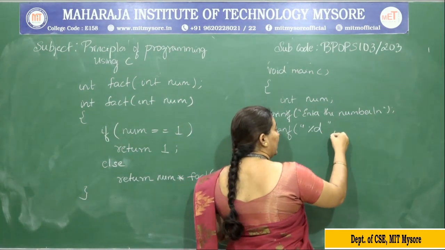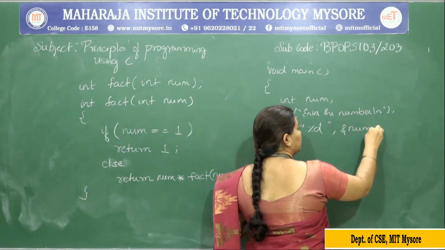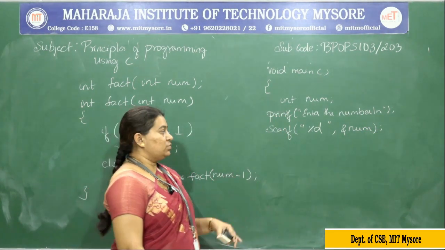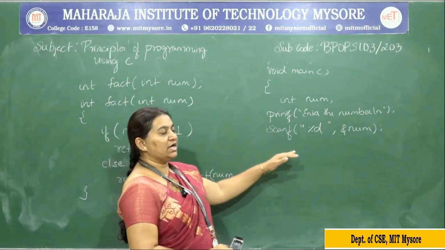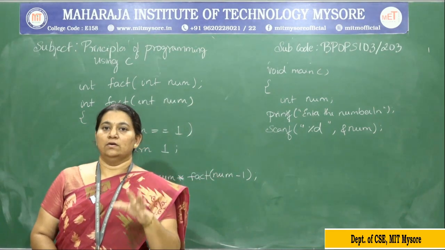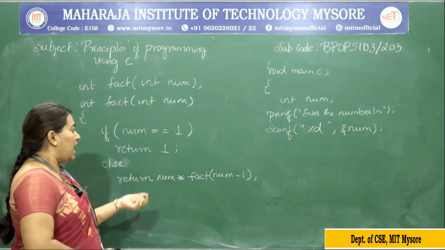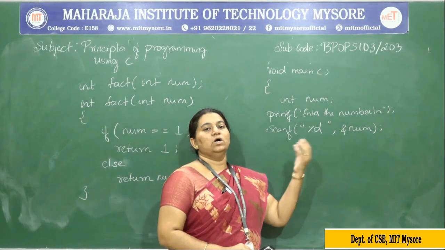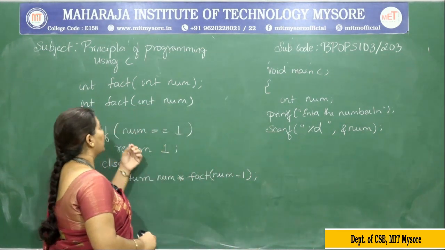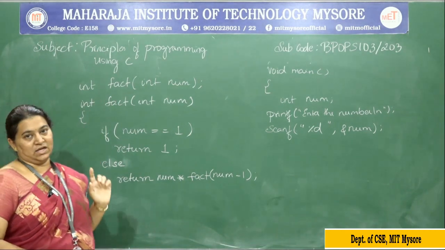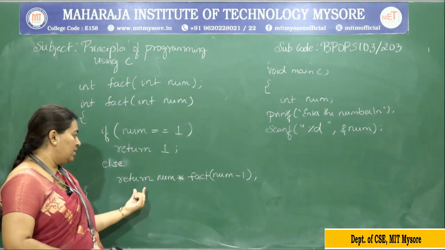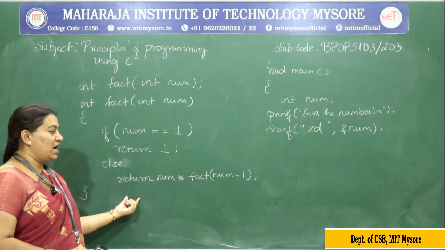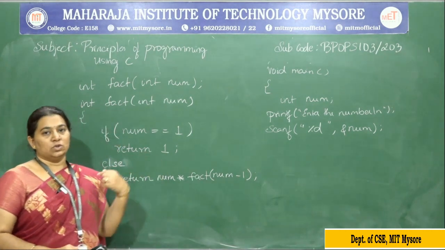Next, what I have to do? I have to use &num. So it is nothing but I am going to store that in the address of num. Next, what I have to do now? Finish reading my number from the keyboard. Next is I have to call this function. So I want my result to be stored somewhere. Why? Because I am returning something here. So I have used a return twice here. Once I am going to return 1, and once I am going to return the solution of it.